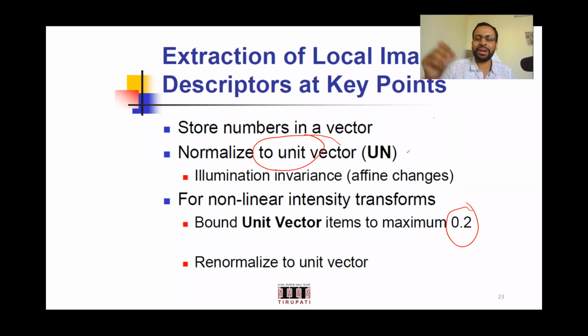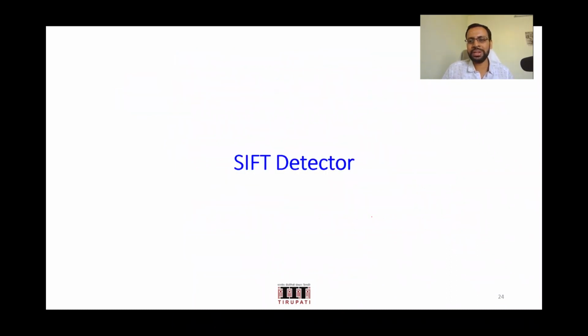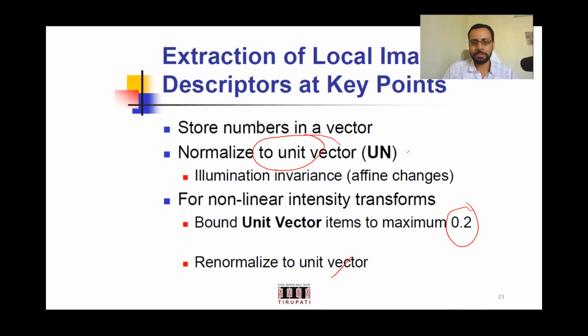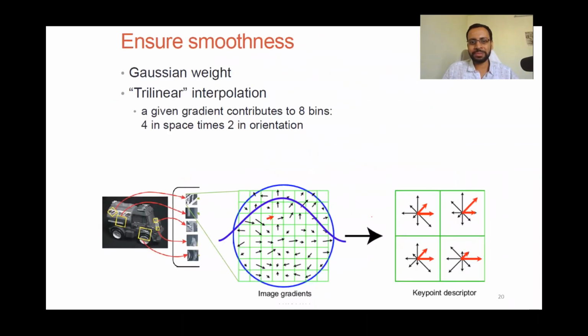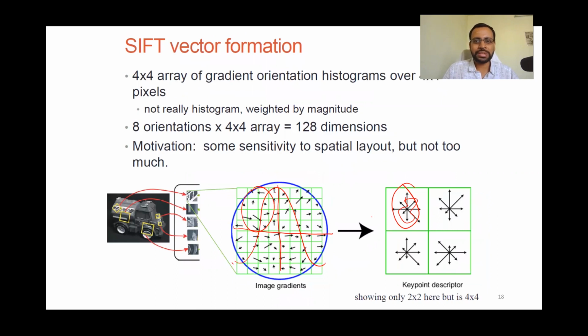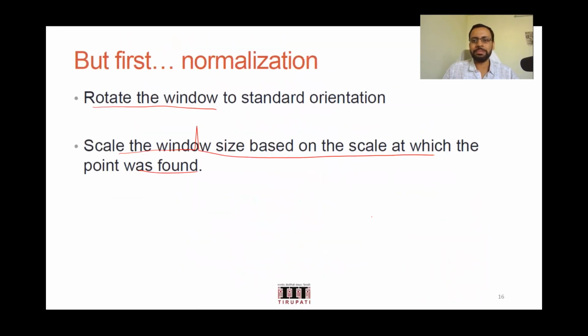So again, here it renormalizes to a unit vector. These are all again the details. Anyway, as I said, you don't have to worry too much about it, but you should still know why something of that nature is required. That's what is done for the descriptor part. So that's the SIFT descriptor.